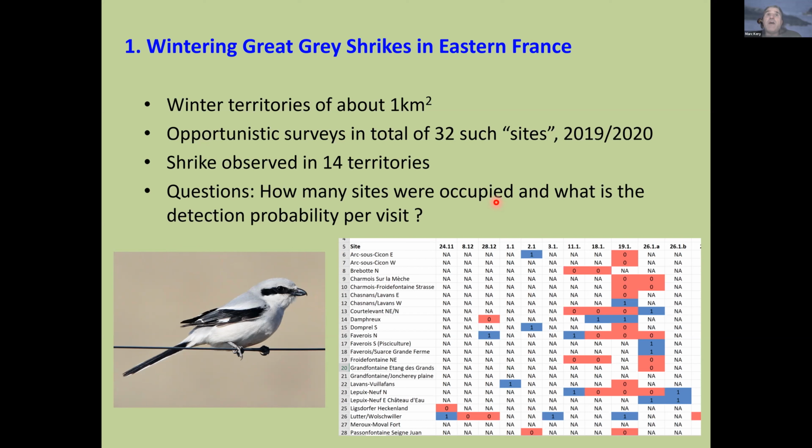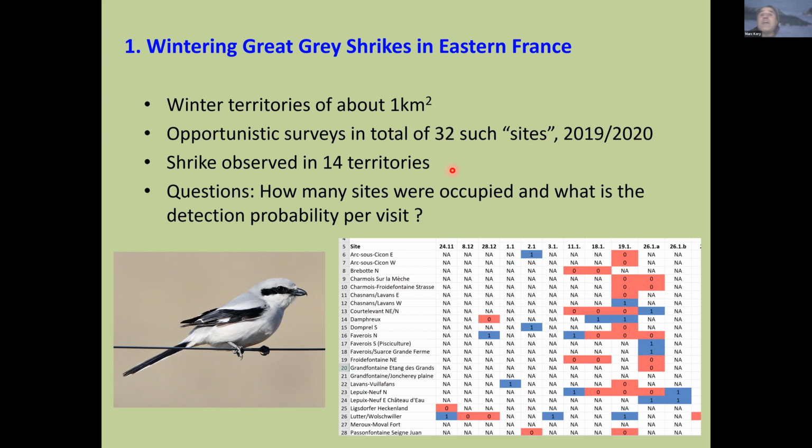Two years ago, I conducted opportunistic surveys in 32 such sites, such winter territories, which are on the order of about 1 square kilometer. They are the sites shown here, and each column shows 1 day when I conducted some visits. NA means that the site was not visited on that day. 1 means site visited and great gray shrike found. 0 means site visited and great gray shrike not found.